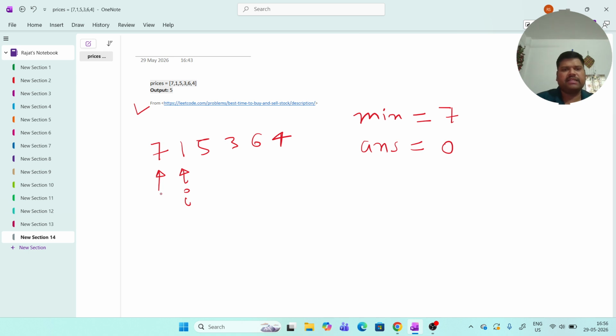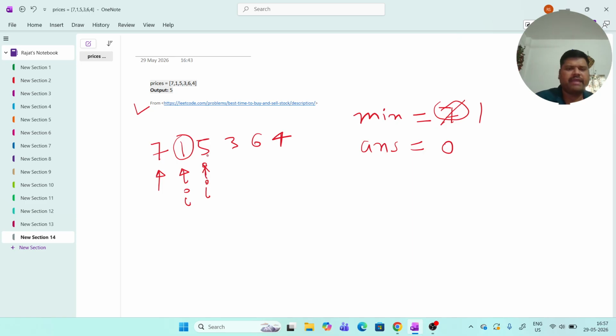So 1 minus 7 is what? Minus 6, but 0 is greater than minus 6. So we'll not be updating the answer to minus 6. What we'll do is we'll move forward. But before moving forward, since this is 1 and min equals to 7, we'll update min equals to 1 because 1 is now smaller than 7. After updating the min value, we are having this i.